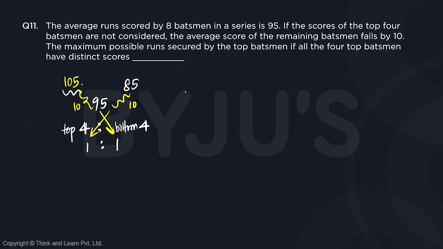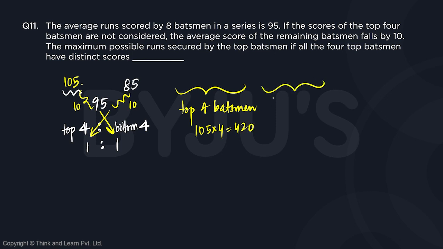So that means we have the top 4 batsmen whose total runs scored is 105 into 4, which is 420. And then we have the bottom 4 batsmen whose total runs scored is 85 into 4, which is going to give us 340. Now, the question says the maximum possible runs scored by the top batsman if all the 4 top batsmen have distinct scores.